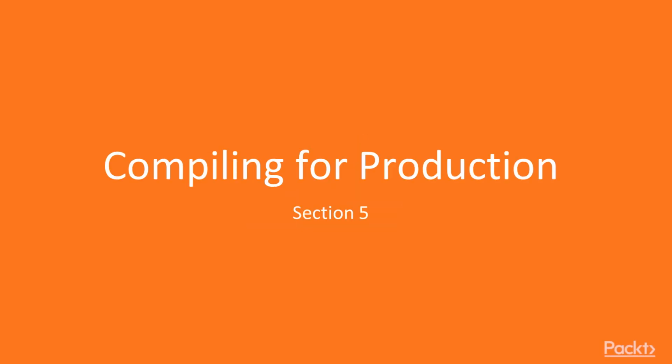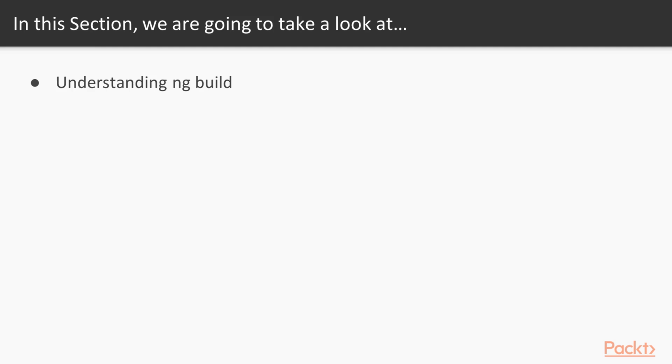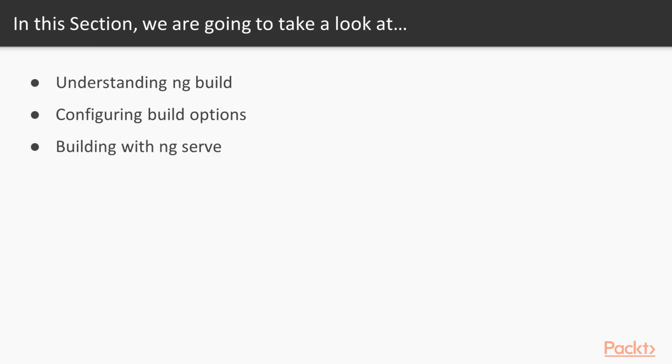Welcome to Section 5, Compiling for Production, Understanding ng Build. In this section, we're going to take a look at why we need a build process for Angular apps and how ng build works. After that, we'll learn about the different build configuration options and how to enable or disable different optimizations.